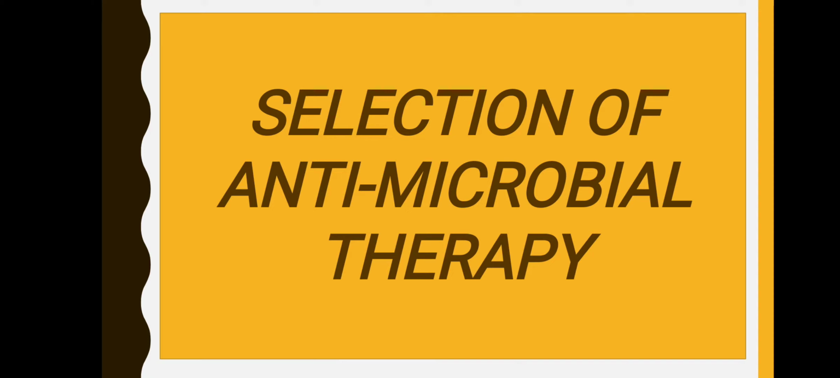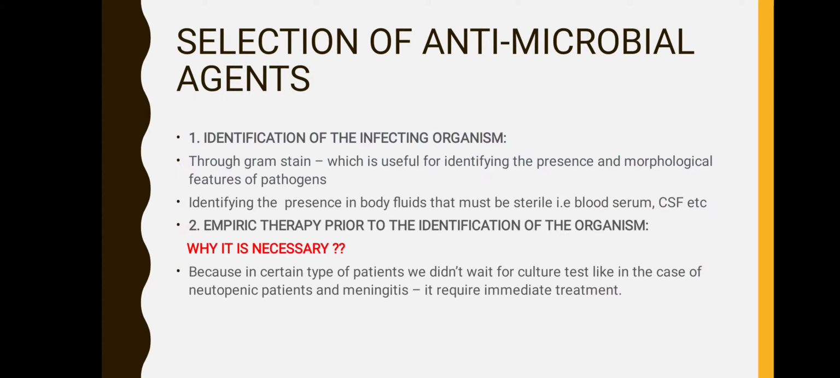Selection of antimicrobial therapy will depend upon the following points. Identification of the infecting organism through the gram stain, which is useful for identifying the presence and the morphological features of the pathogen. Identifying the presence in body fluid that must be sterile, that is blood, serum and CSF. That means we should take the body fluid for identification of the infecting organism. Without identification of the infecting organism, we are not authorized to start rational therapy. That is the correct guideline for selecting antimicrobial therapy.